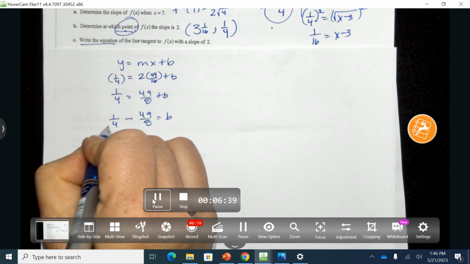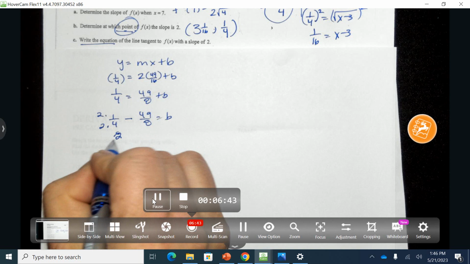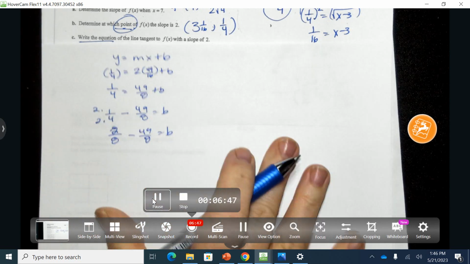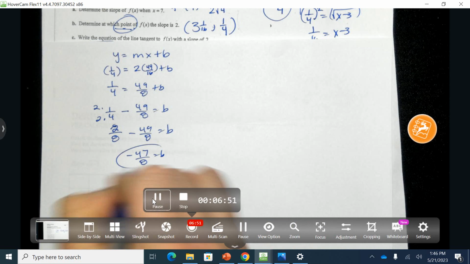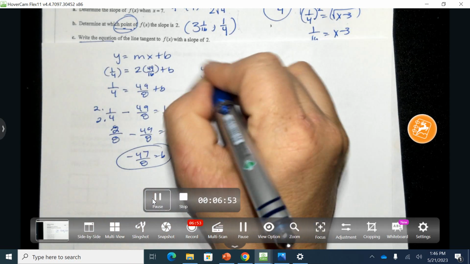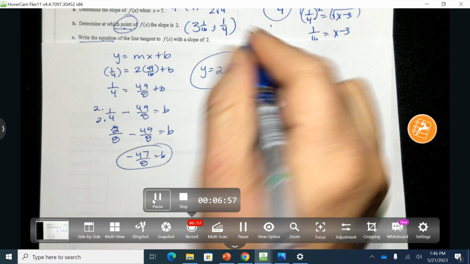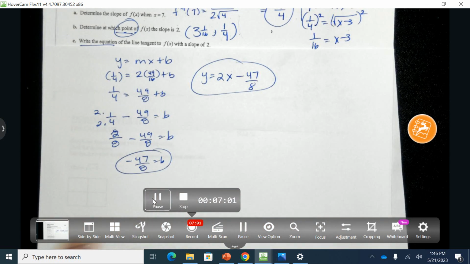I'm going to take this times 2 and this times 2. So I have 2 over 8 minus 49 over 8 equals b. 2 minus 49, negative 47 over 8. Okay, that's my b value. Once I have my b, my final answer is y equals 2x minus 47 over 8. That's the equation of a tangent line with the slope of 2.